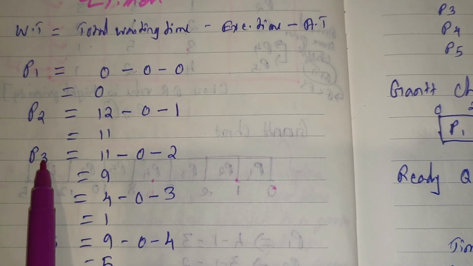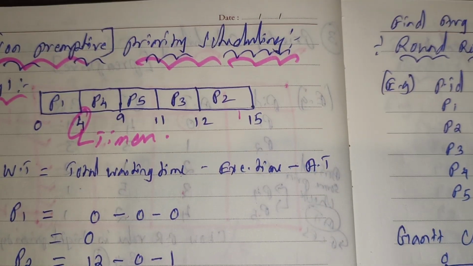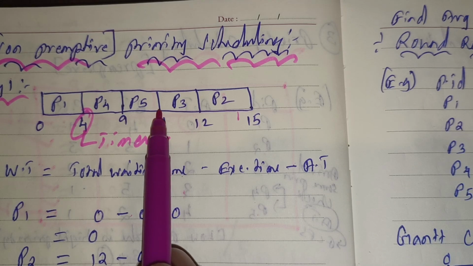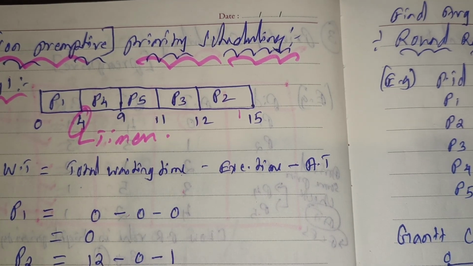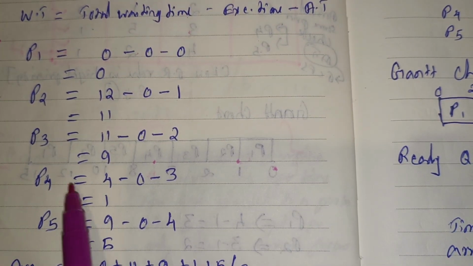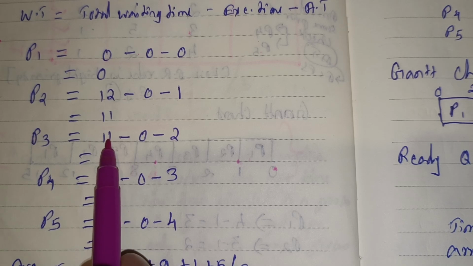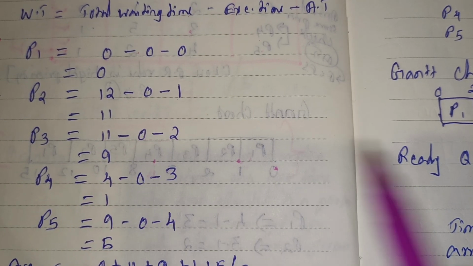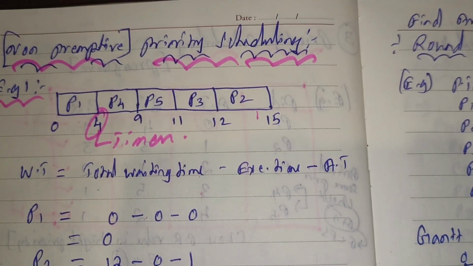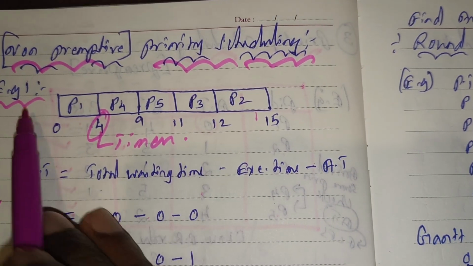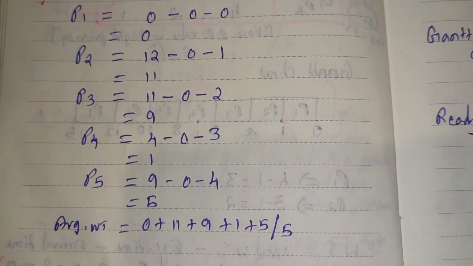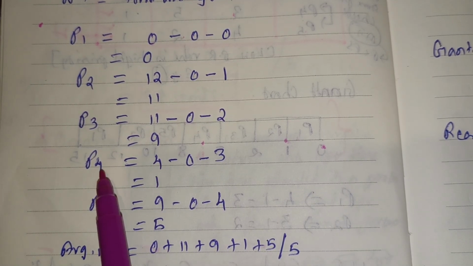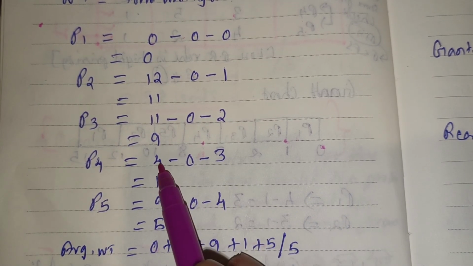Let's talk about P3. P3 waiting time, you can check it here. P3 waits till 11. After 11 only, P3 is getting executed. So you can check it over here. Total waiting time for P3 is 11, minus execution time 0. Why? Because P3 is not executed previously. That's the point. So minus 0, minus 2. So totally 9.